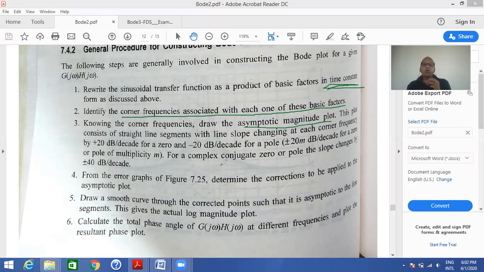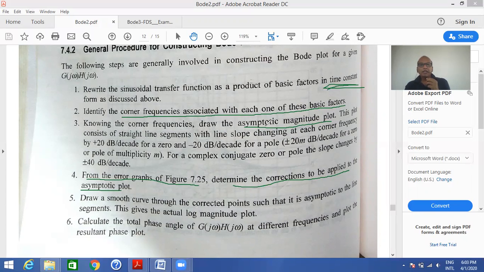You may draw the asymptote at each corner frequency based on the locations of the poles and the zeros. Then apply the correction factor from the error graph of figure 7 to determine the correction to be applied to the asymptotic plot. Once you draw the asymptotic plot, then start the adding. That is the most important advantage of this plot.